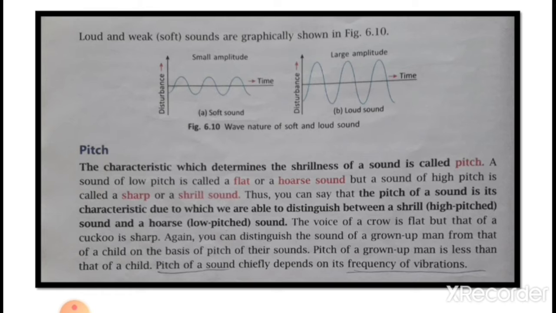And the next characteristic of the sound wave is the pitch. Okay, so let us see what is pitch. The characteristic which determines the shrillness of a sound is called the pitch. A sound of low pitch is called a flat or a hoarse sound, but a sound of high pitch is called a sharp or a shrill sound. Thus, you can say that the pitch of a sound is its characteristic, due to which we are able to distinguish between a shrill sound and a hoarse sound.